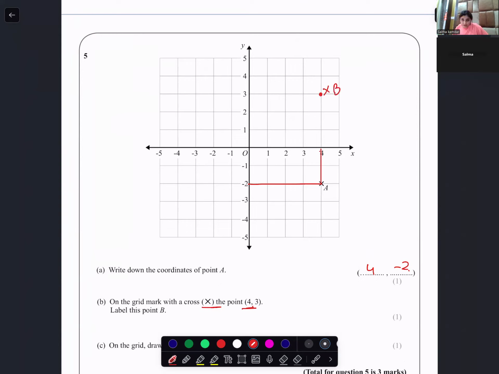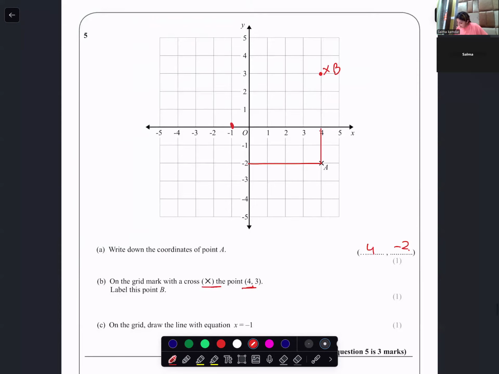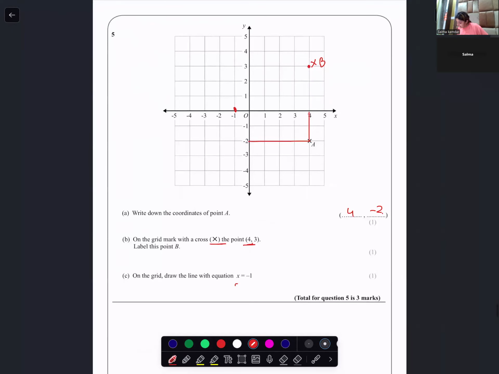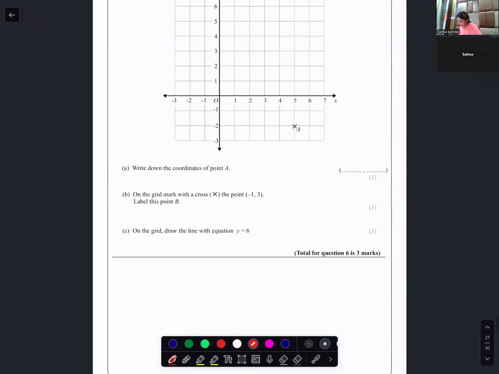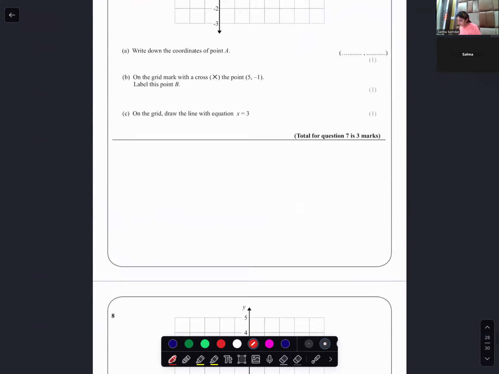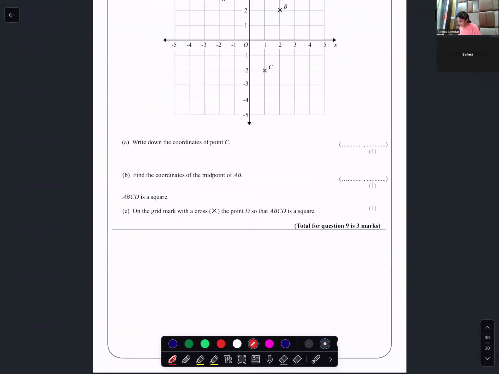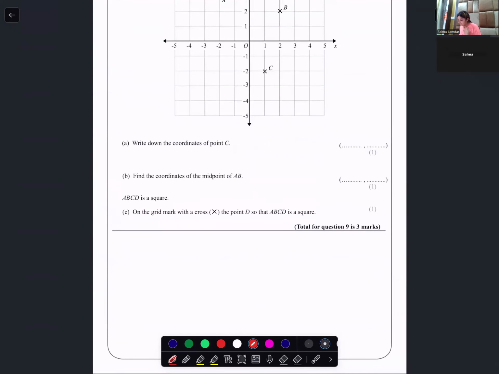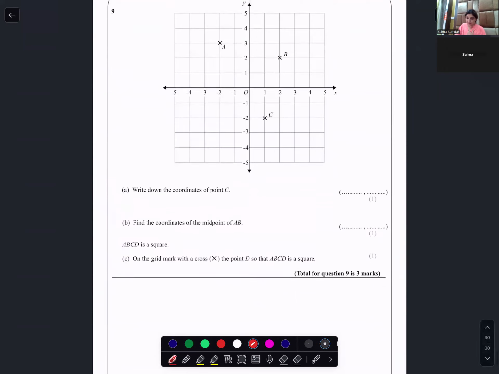And on the grid, draw the line with the equation x equal to -1. X equal to -1, that means it is going to cross the x-axis at -1. So this is the grid with the line x is equal to -1. Now these sums, you can do it yourself. And if you have any questions, you can come back to me.